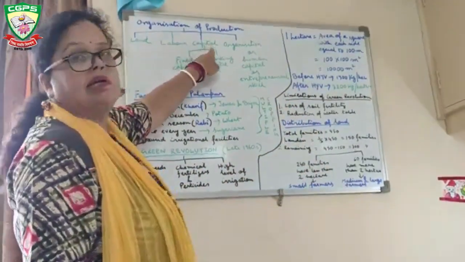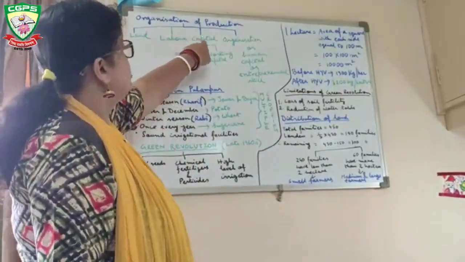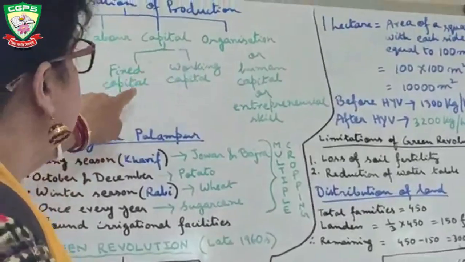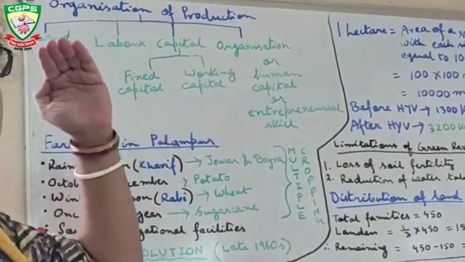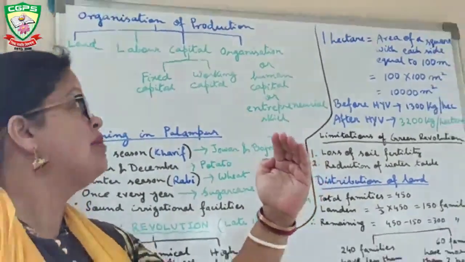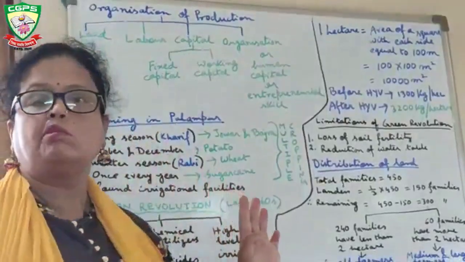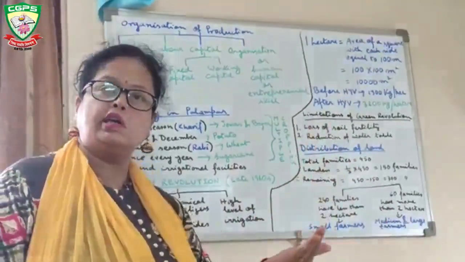Next is capital. Capital means, see here, there is also one division in the flowchart. Fixed capital and working capital. Capital can also be said to be physical capital. Physical capital is divided into fixed capital and working capital. Now let me explain to you what fixed capital is and what working capital is.